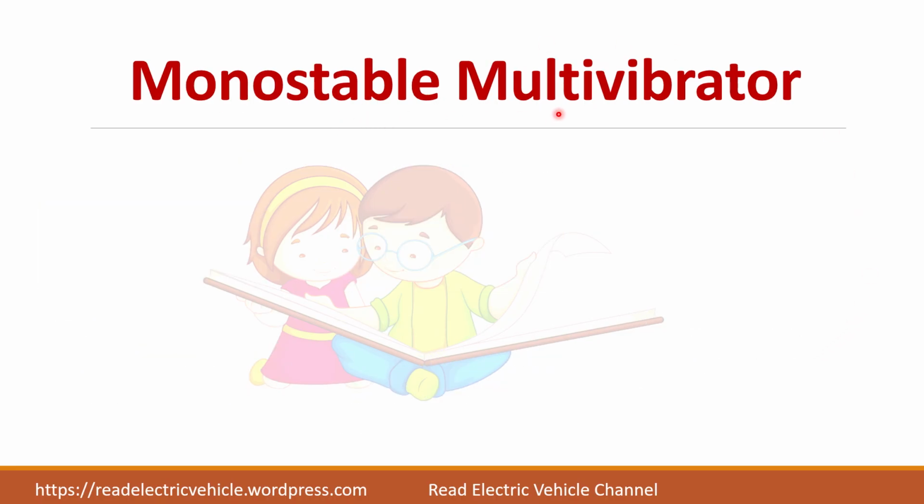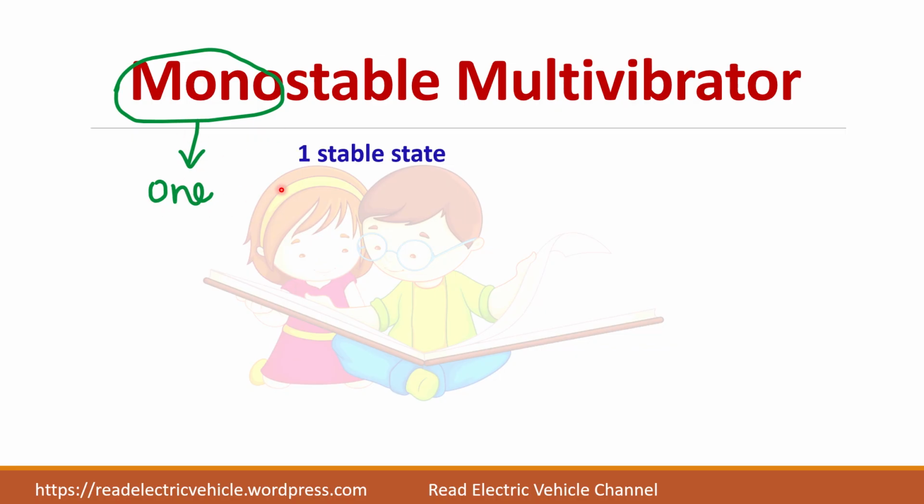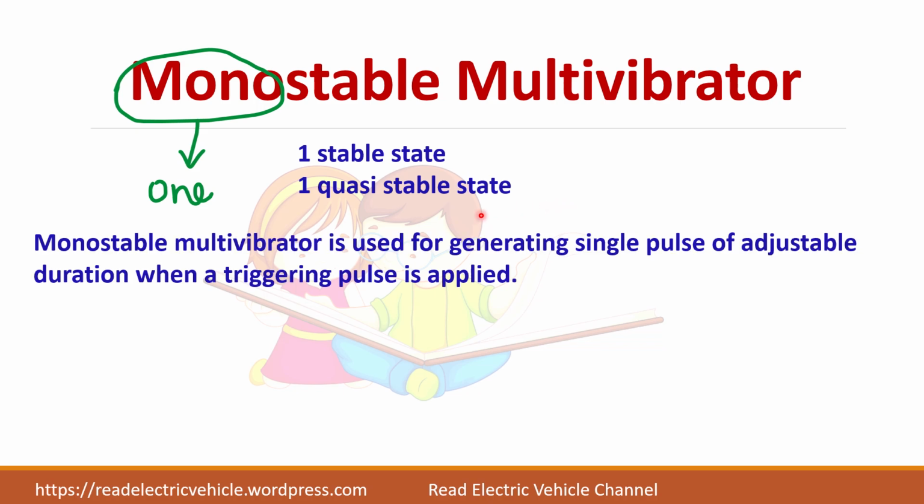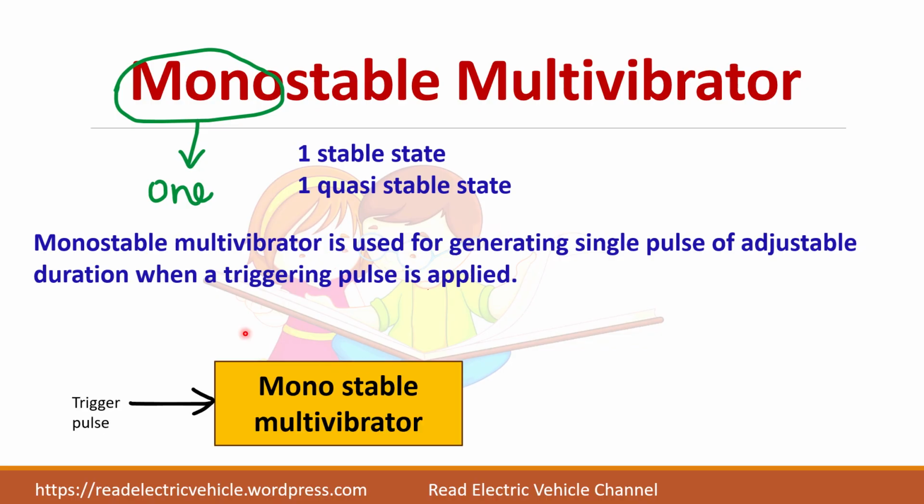Now we will see about the monostable multivibrator. Mono means 1, so there is only one stable state. The other state is quasi-stable. So we can say that a monostable multivibrator is used for generating a single pulse of adjustable time. You need to apply an external pulse to change from the stable state to quasi-stable state. So you have to give the trigger pulse so that the output changes from stable to unstable or quasi-stable state.